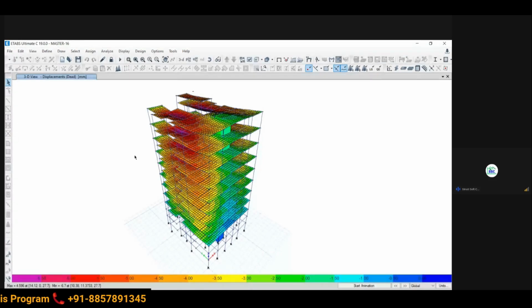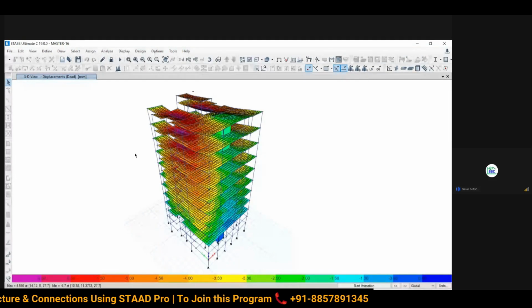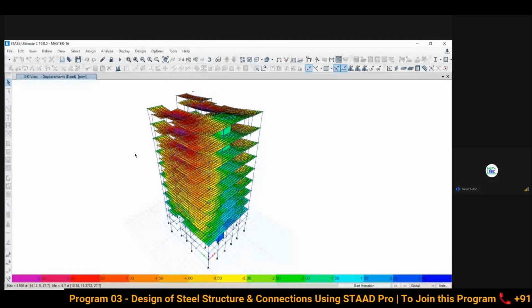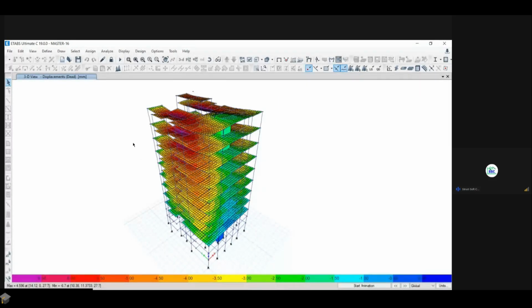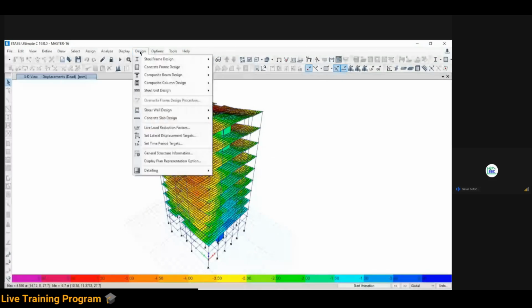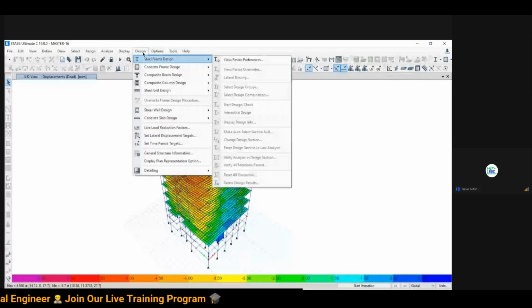See, analysis has been done. What to do after the analysis, you all know very well. After all of those checks, you have to go for the design stage. So here the option is given, go to design. And now in design, you will find many options.